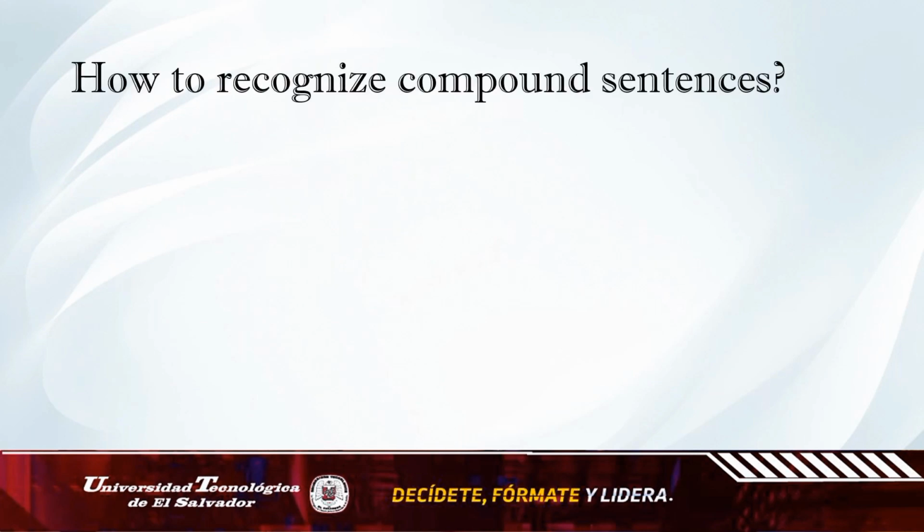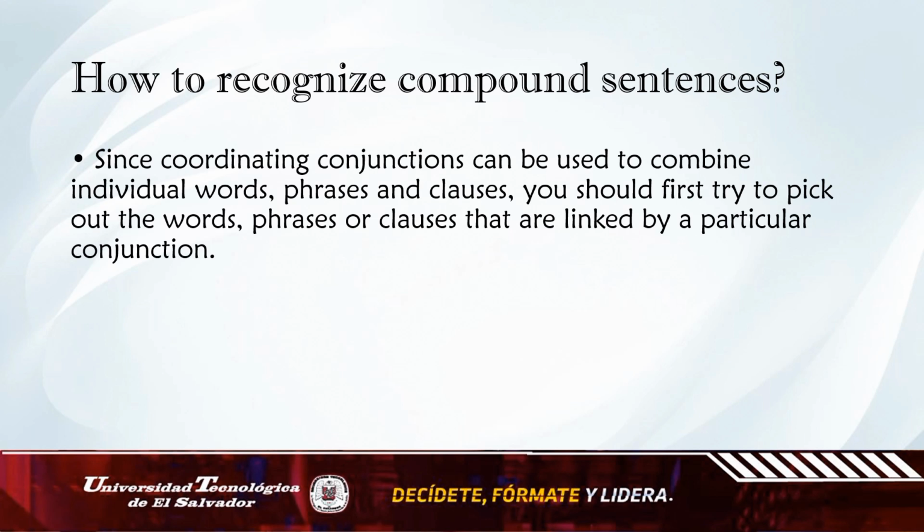Now, how to recognize a compound sentence? Well, always bear in mind what a compound sentence is. That is the first thing that will help you. Since coordinating conjunctions can be used to combine individual words, phrases, and clauses, you should first try to pick out the words, phrases, or clauses that are linked by a particular conjunction. Only if they combine two or more independent clauses can they be said to be a compound sentence.